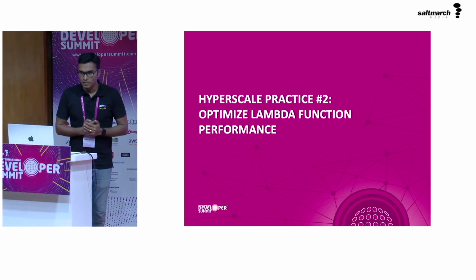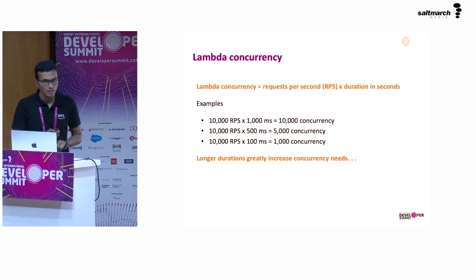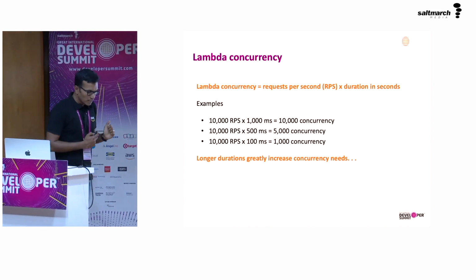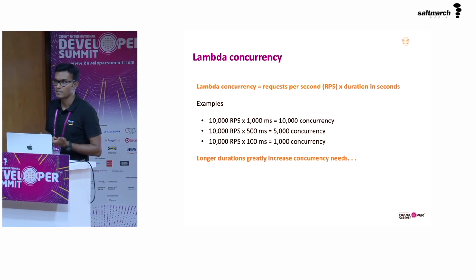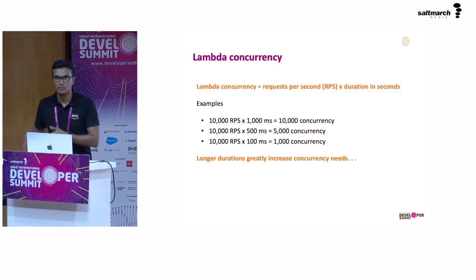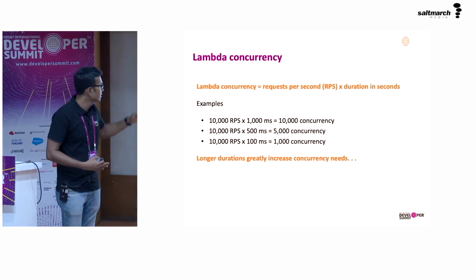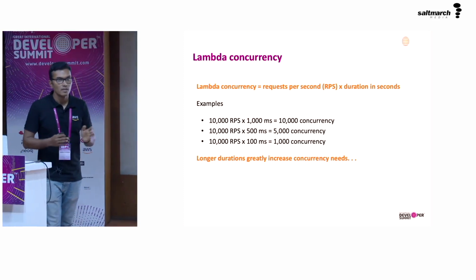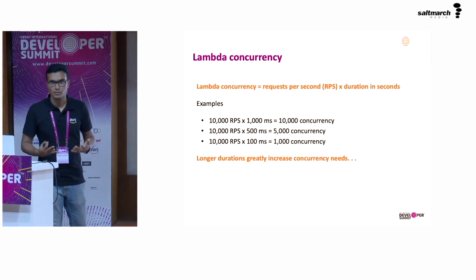All right. So let's look at the second practice, optimizing your Lambda function. There's a way to calculate your Lambda concurrency, and the formula for that is, if you know your requests per second that's coming into your Lambda function, and how long your executions are, which is nothing but your duration in seconds, if you multiply these two, you can estimate what's the Lambda concurrency that you would need.